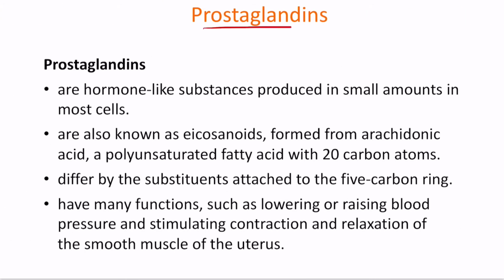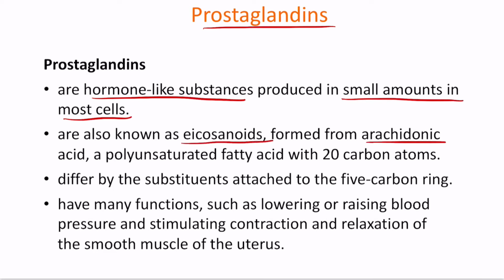Next, let's talk about prostaglandins. So prostaglandins are hormone-like substances that are produced in really small amounts in most cells. The other name is eicosanoids. They are generally formed from arachidonic acid, a polyunsaturated fatty acid with 20 carbon atoms.